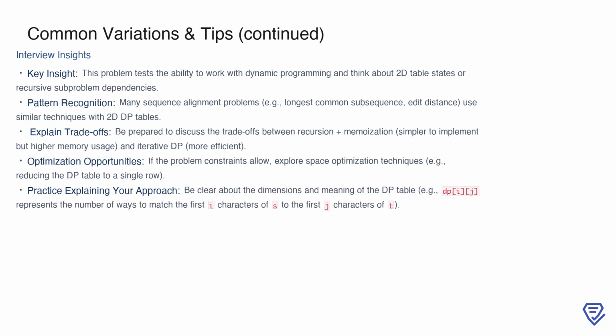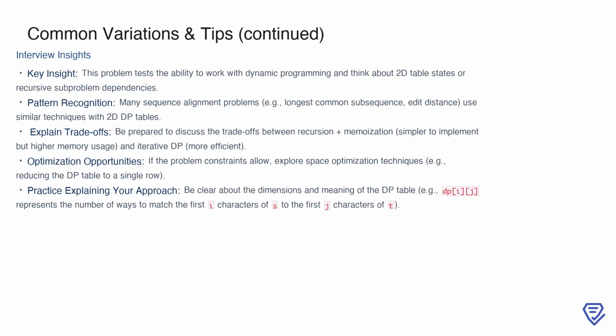This problem is also an excellent opportunity to demonstrate your dynamic programming skills, particularly in interviews. At its core, it's about understanding how to model the problem with a 2D DP table or recursive subproblem dependencies. Recognizing patterns is key here, as many sequence alignment problems, like longest common subsequence or edit distance, use similar techniques. You should also be ready to discuss the trade-offs between recursion with memoization and iterative DP. While recursion with memoization can be simpler to implement, it typically uses more memory. Iterative DP, on the other hand, is often more efficient, but requires careful attention to table initialization and indexing.